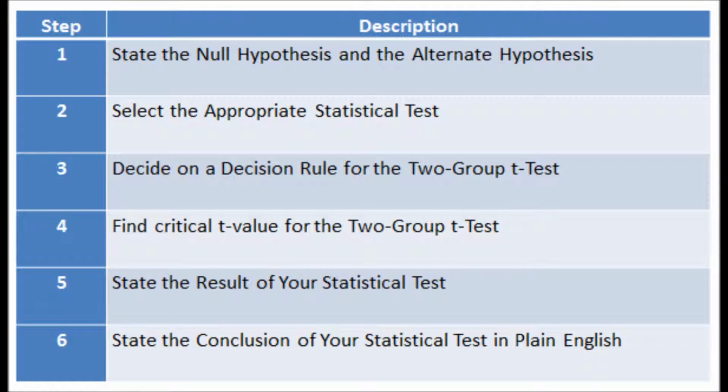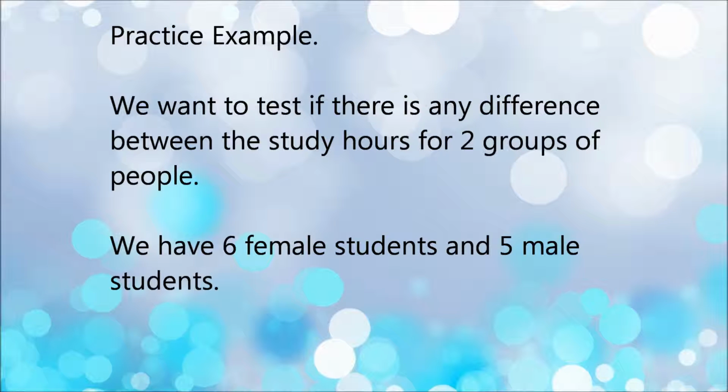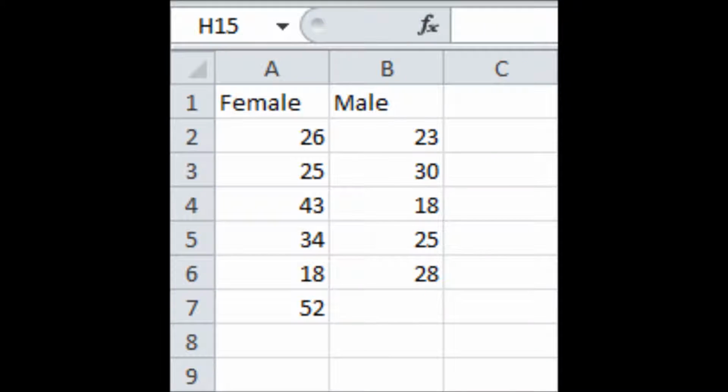Before we dive into the procedures for this test, here are the 6 steps for hypothesis testing using the two-group t-test, which is similar to what we have learned in Lesson 1. Let's try it with an example. We want to test if there is any difference between the study hours for 6 female students and 5 male students. Following is the data collected. First, we need to name the two different groups with their corresponding names. We name Group 1 as female, and Group 2 as male.